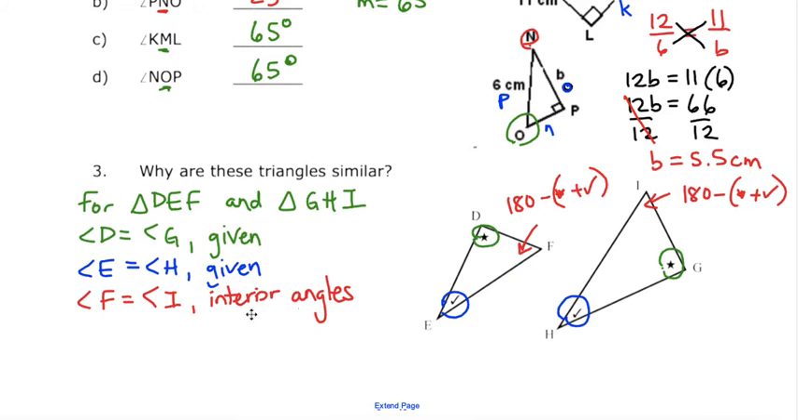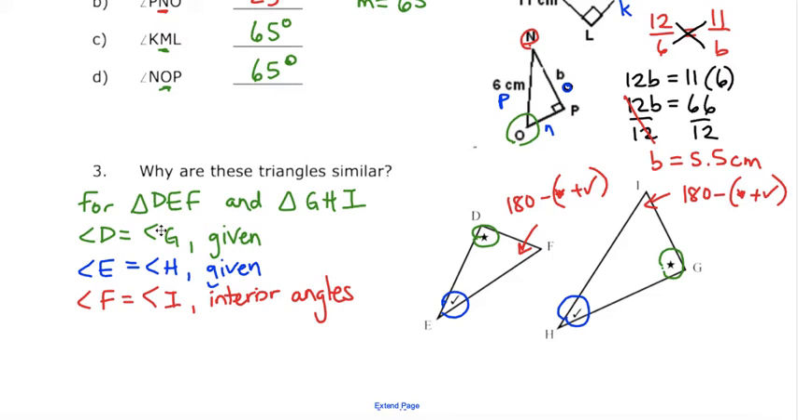And I'm fine if you just put interior angles. Some teachers want interior angles of a triangle theorem. Some people will take ITT, which is the short form for interior angles of a triangle theorem. As long as it's clear why those are the case, then I'm fine, okay?